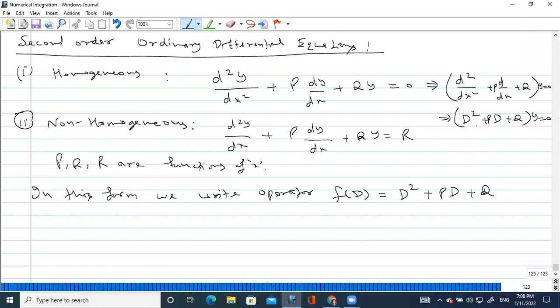So this is some operator which is applied on y, and that is equal to 0. So this operator I am calling f(D). Okay, so in this form we can write the operator f(D) equal to this, where D square is d2 by dx square, for that I am using the word D square, and D is d by dx. Okay, so these are the two replacements. P and q, I already told you, are functions of x. Okay, so note down this.